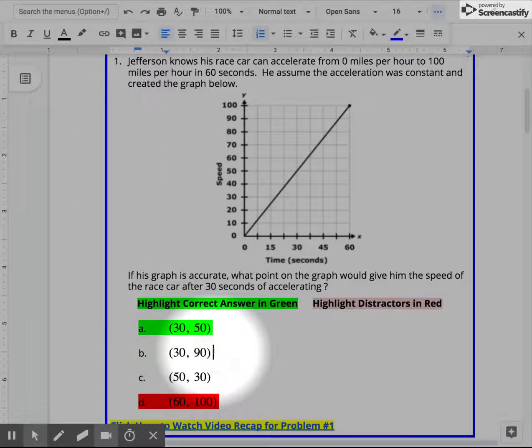As for the other two answers, 30 and 90 isn't on the graph at all, and 50 and 30 has it backwards. It's listing the Y first and then the X, so that's why that's a distractor.